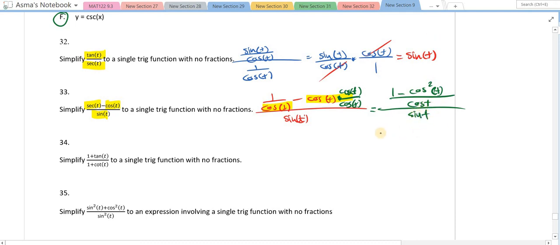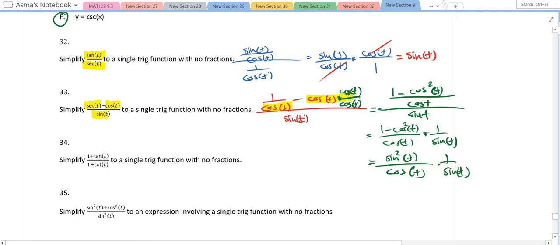Or, in other words, this is equivalent to 1 minus cosine squared t over cosine t times 1 over sine t. I know that 1 minus cosine squared t is sine squared t, so sine squared t over cosine t times 1 over sine t. So I can simply eliminate one of these sines with this sine. So the final result is going to be sine t over cosine t, which is equivalent to tangent t.